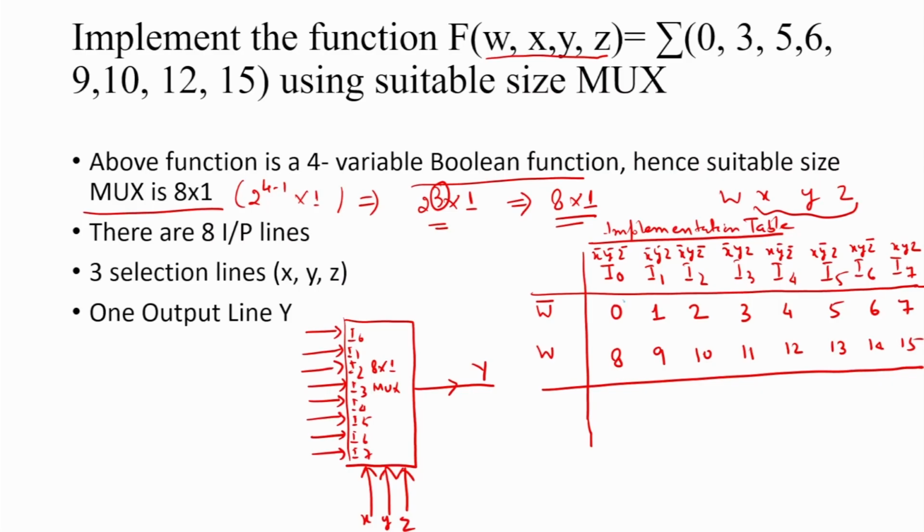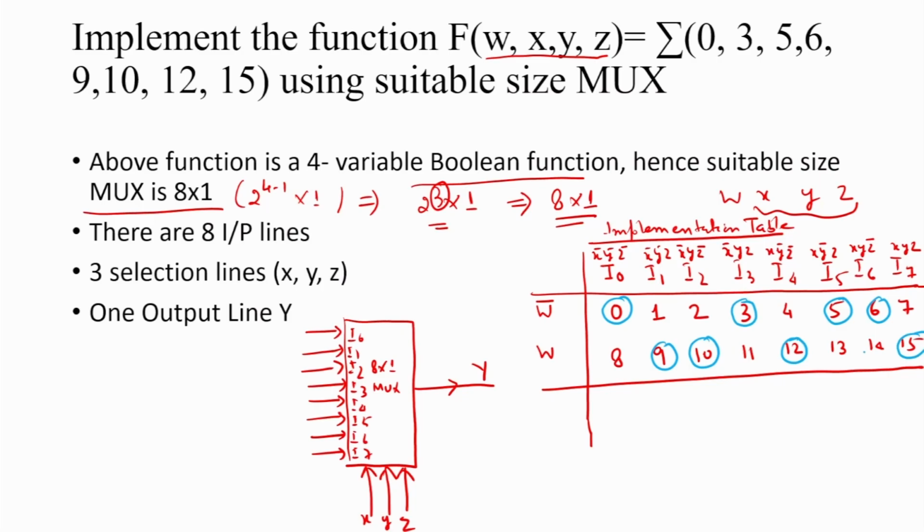Here 0 is present, this means this one is circled. Then the second one, 3 is present, 3 is circled in this table. Then 5 is present, 5 is circled in this table. 6 is present, 6 is circled. Then 9 is present, means 9 is circled. 10 is present, 10 is circled. Then 12 is present, 12 is circled, and 15 is also present, 15 is circled in this table.